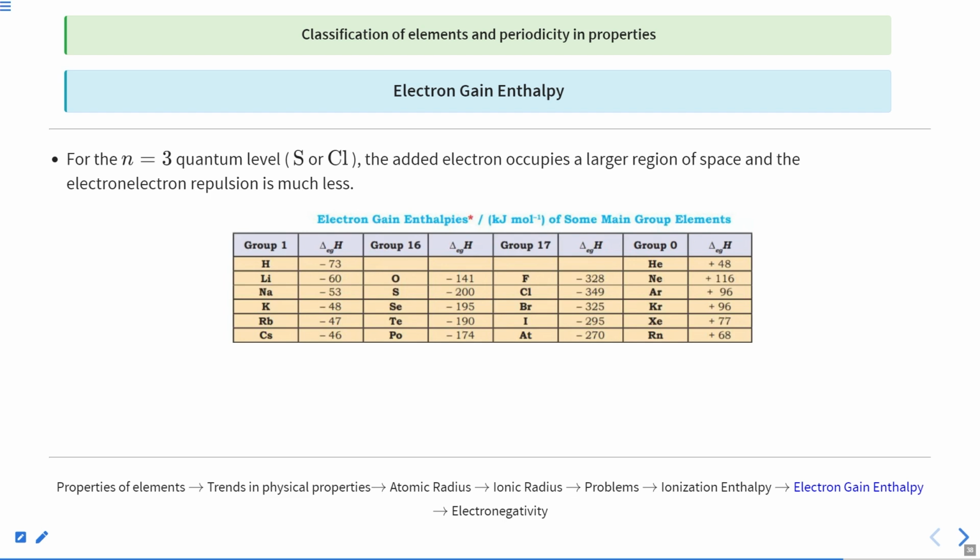Now here are some values of electron gain enthalpy. You can see that as we move from up to down in the alkali metals, the electron gain enthalpy value becomes less and less negative. Whereas the noble gases have positive values. The oxygen group or chalcogen group has negative values, and its negative value increases or decreases. So see, it is not systematic. That is the reason we are saying that electron gain enthalpy is not systematic, and similar is the case for group 17. Right? Clear?